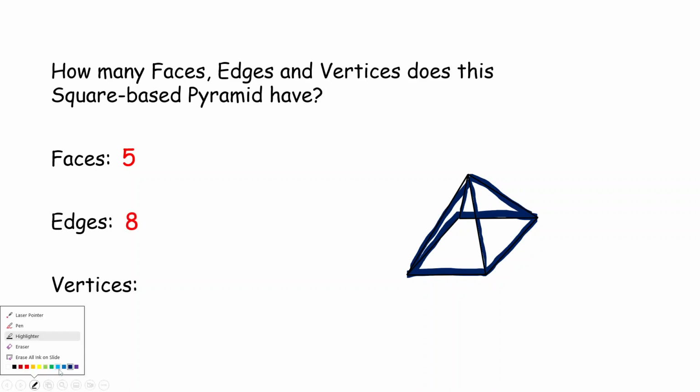Vertices or corners, you've got 1 on the bottom, 1, 2, 3, 4, and because it's a pyramid, you're going up to 1 point, so you've got 5 points in total, so you've got 5, which are there.